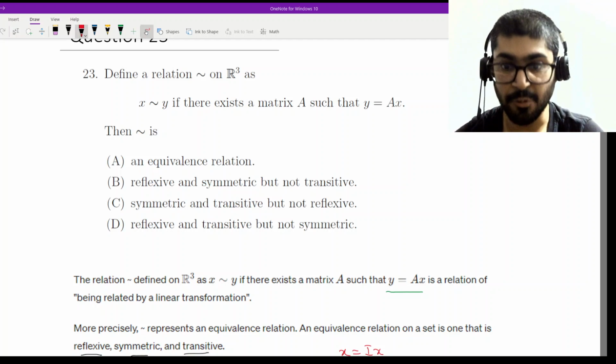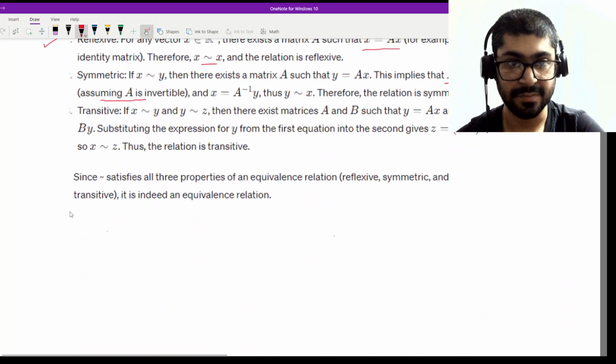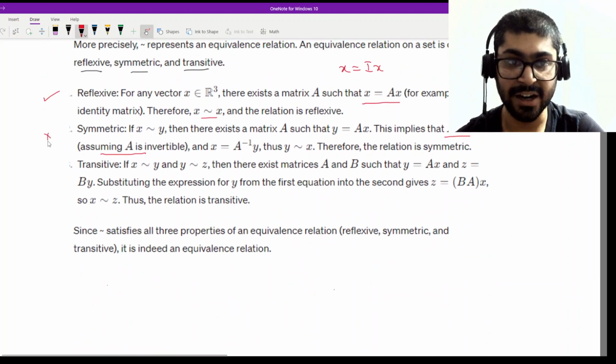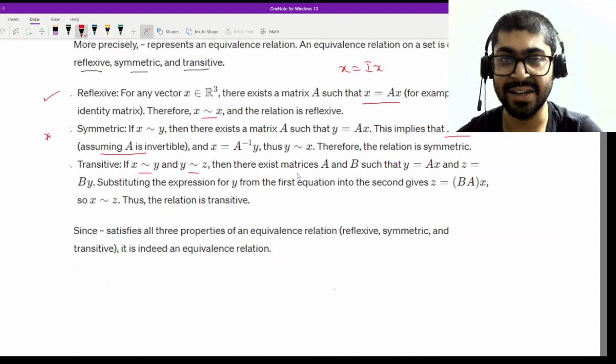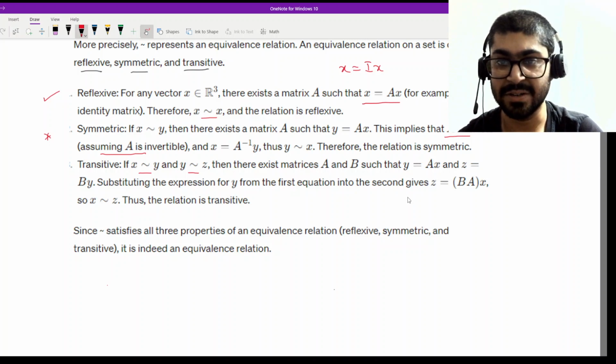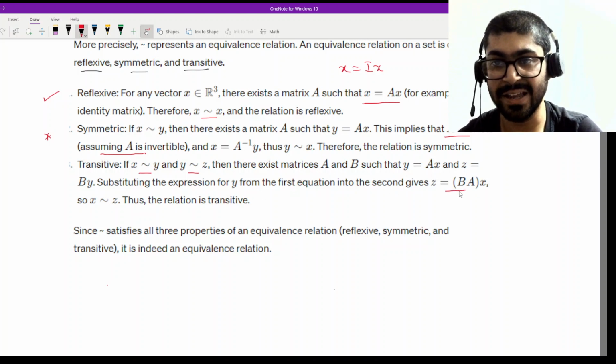So for now, we will put a star here. This occurs assuming A is invertible, but it may or may not be. So transitive: if x relates to y and y relates to z, then there exist matrices A and B such that y equals Ax and z equals By. Substituting the expression into the second gives z equals BA into x.